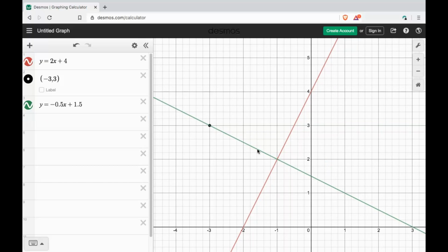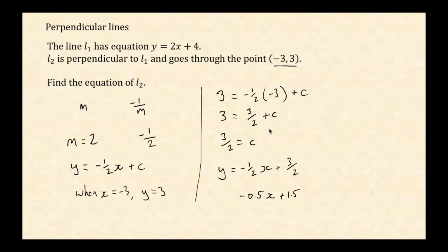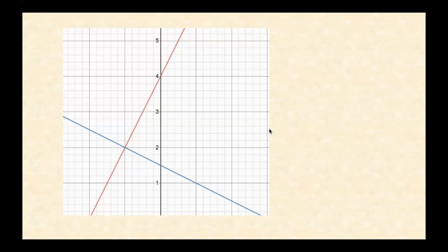Now I want to talk a little bit more about how we know for certain that using this minus 1 over m trick actually works. Why does that give us a perpendicular line? So we're going to zoom in on part of this graph and we're going to explore it using angles. So here are the two lines. Here's the original one and here is the perpendicular one. So let's think about how we could prove that this minus 1 over m rule actually works.